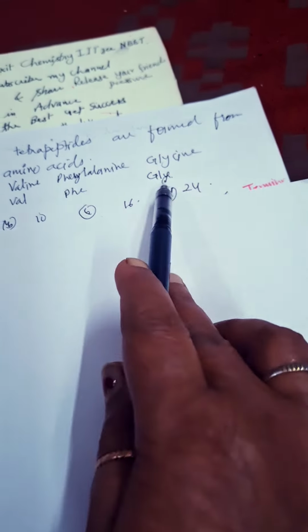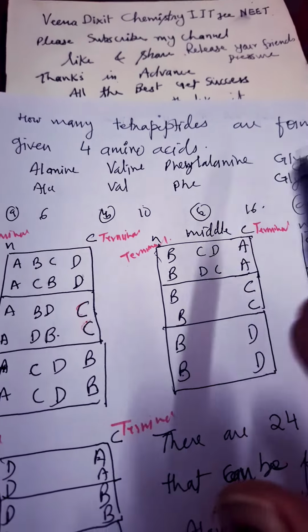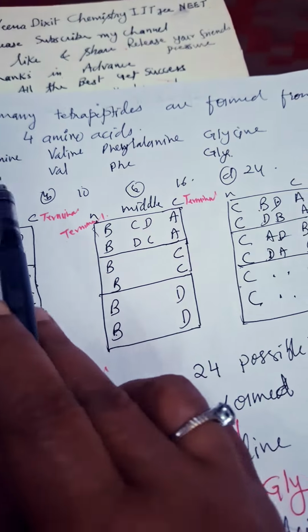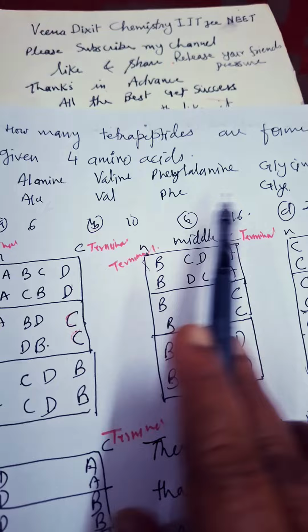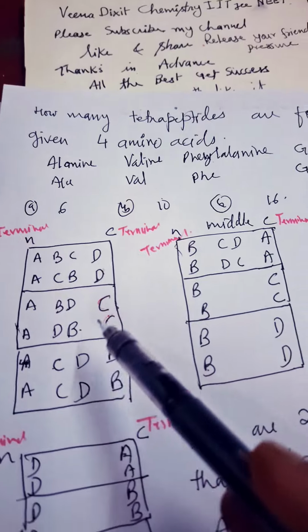Ala, Val, Phe, Gly. Okay, and options A, B, C, D are given, and I will tell you how to get it. Instead of these all 4, I have given the names A, B, C, D to all of them. Suppose this is A, this is B, this is C, this is D. Okay, so I made these.